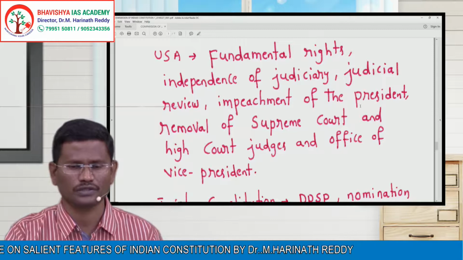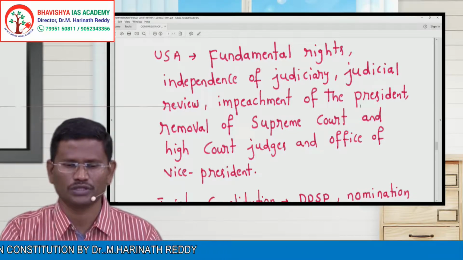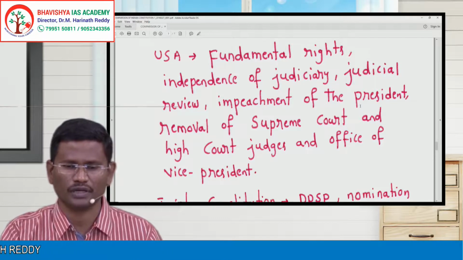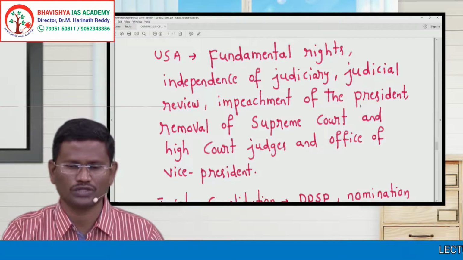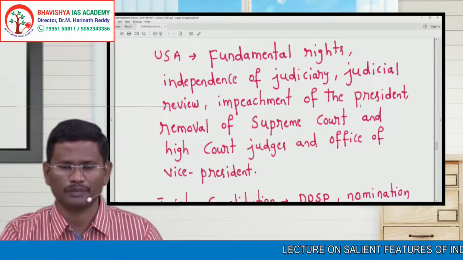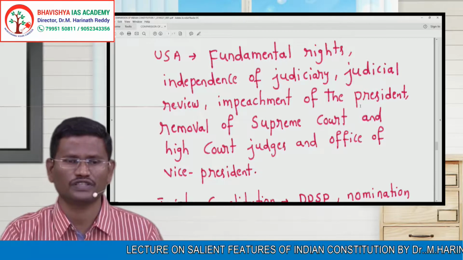In addition to this, the concept of independent judiciary. So these are the features which we have borrowed from United States of America. Fundamental rights, independence of judiciary with the power of judicial review, procedure for impeaching the President, removal of the Supreme Court and High Court judges, and office of the Vice President.